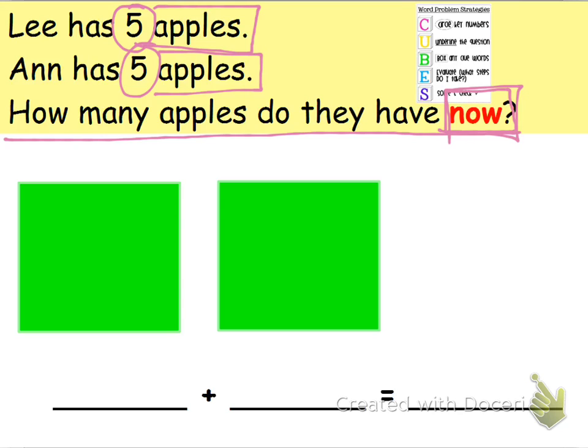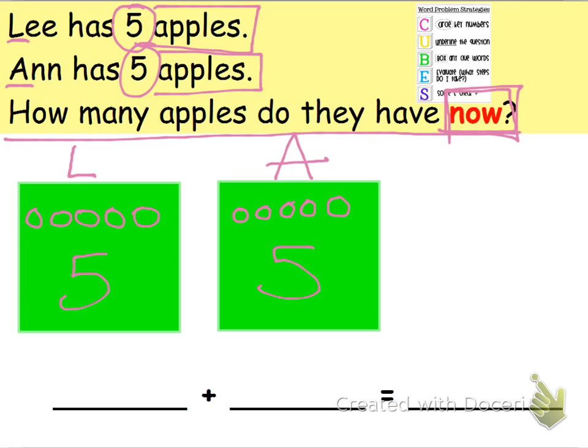We have 2 boxes that we're going to use to draw in. I'm going to put Lee's apples in one box, Anne's apples in another. I'm going to put an L on top of one box for Lee and an A on top of another box for Anne, because that's what their names start with. So I'm going to put 5: 1, 2, 3, 4, 5. And Anne has 5 as well: 1, 2, 3, 4, 5. So I'm going to write the actual number so we don't forget. This is 5 for Lee and 5 for Anne.